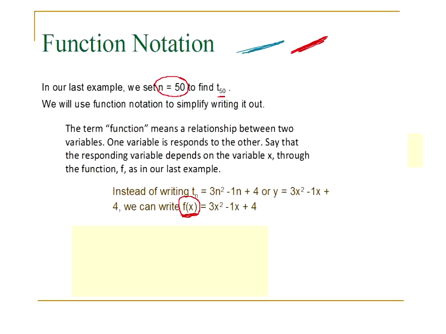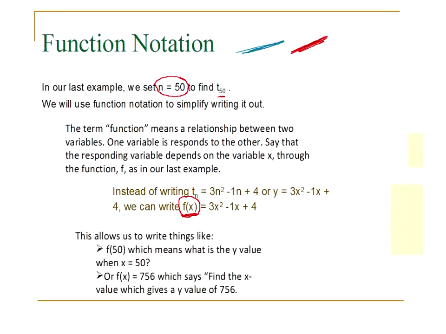And f of x is very similar to y. And so if I asked you f of 50, well, you can see that the 50 replaced the x. So this is saying, what's y when x equals 50? Or I could write f of x equals 756. This is y. So this is saying, find x when y equals 756.